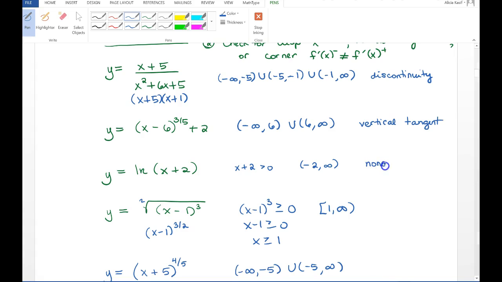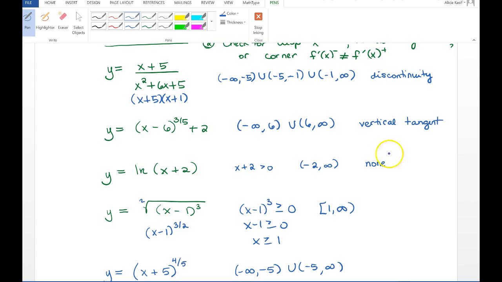This has no type, this has nothing against the differentiability. It's just differentiable on its domain. So there are no corners, there are no cusps, there's no vertical tangents, there's no discontinuities. You can draw this graph with one pen stroke.